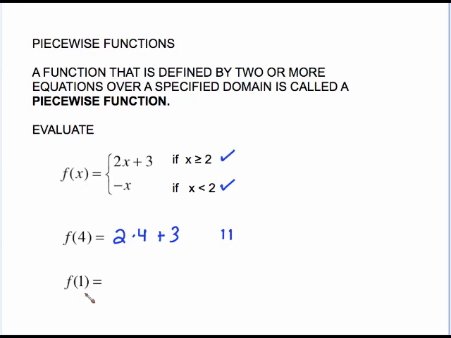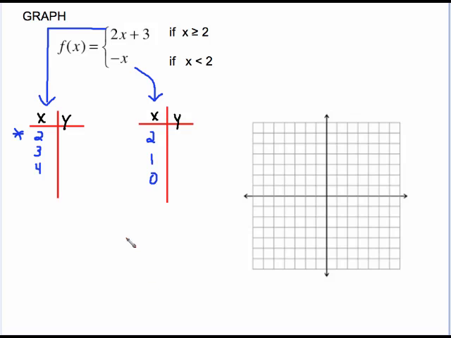This one says evaluate f of 1. Taking a look at the parameter, I want to use this because this is the one you use if your x value is less than 2. 1 is less than 2, so I plug 1 in here and I just get negative 1. The evaluating is the easier thing you have to do. The harder thing is to graph these. This is the exact same set of equations that we had on the other screen. Now we're going to do the graph.